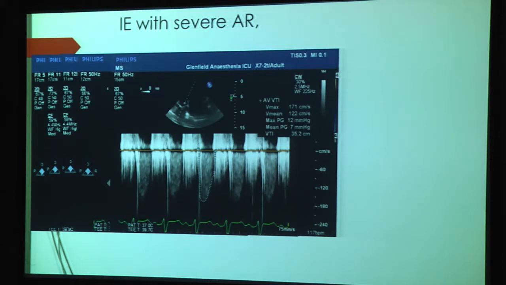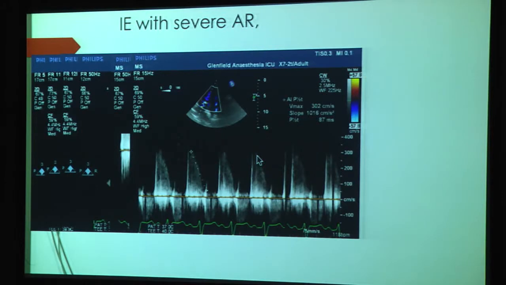Then we've moved into the stomach. This is a deep transgastric view. And we take a continuous wave Doppler signal through the valve to see whether there's any stenosis. And we see a maximum pressure gradient of 12 and a mean gradient of 7, which is normal, so the valve was not stenotic, it was purely regurgitant.